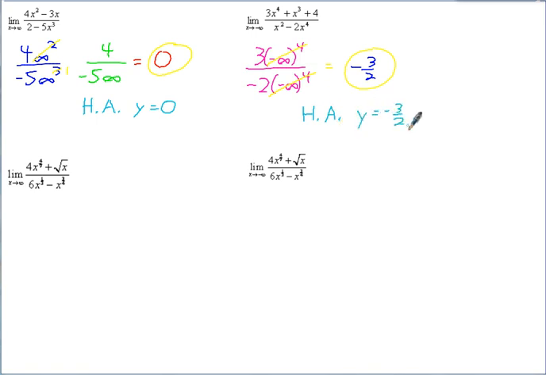So if you're ever asked to find horizontal asymptotes, this is how you do it. You find the limits as x approaches infinity and negative infinity. And if you get specific numbers like these, that indicates the presence of a horizontal asymptote.